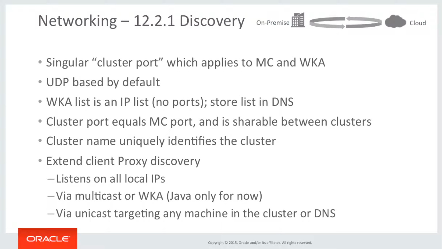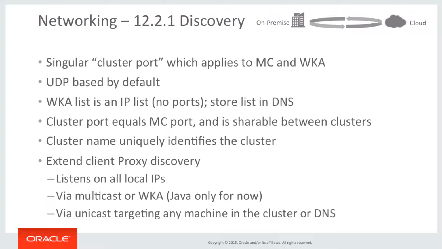So moving on to 12.2.1 discovery, we've tried to address these issues I just described. First, we introduce a singular cluster port concept, and this applies to both multicast and WKA. Previously, with multicast discovery, you had a multicast address and multicast port. With WKA discovery, you had a series of unicast port pairs. So you might have had 192.168.1.1 port 8080, and then 192.168.1.1 port 8090, and so on.